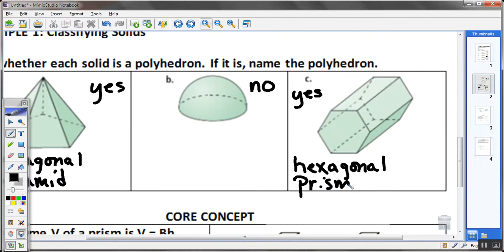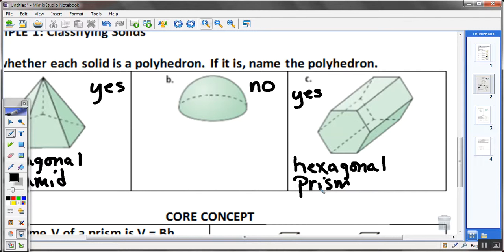If I ask you guys to determine if something's a polyhedron or not, can you do that? And if it is a polyhedron, can you identify or classify it for me? Okay. Looking at the shape, I think it's pretty simple, all right?